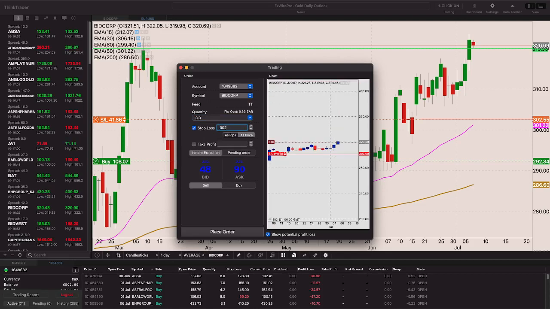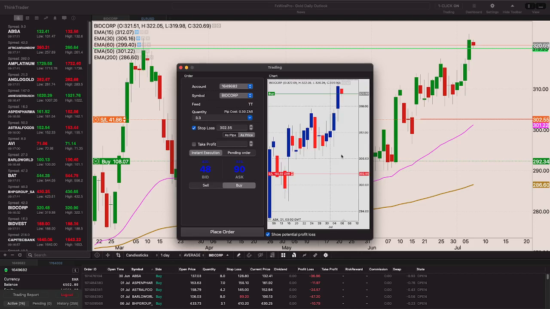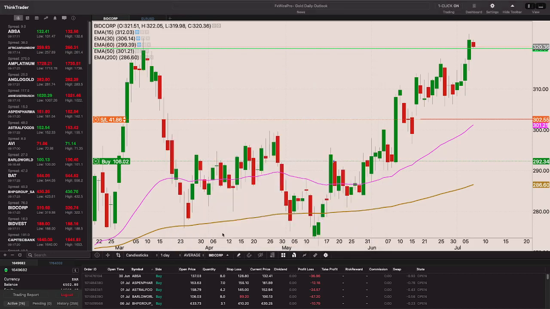Anyway, with a stop loss there at 3.0255, and that's a buy order. Let's change that. Yeah, it's good. The market gapped down, opened down a little bit on Bidcorp, but that's neither here nor there. Place the trade. So we got filled there.